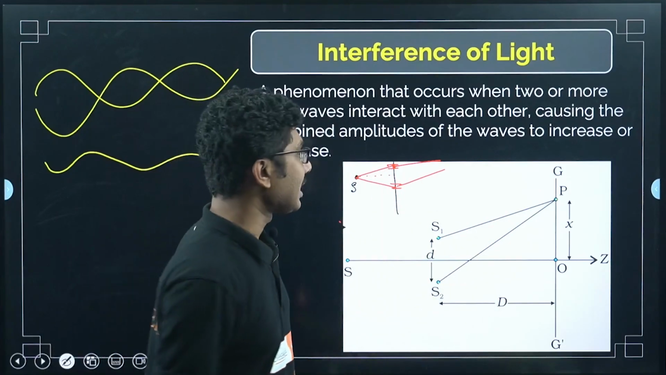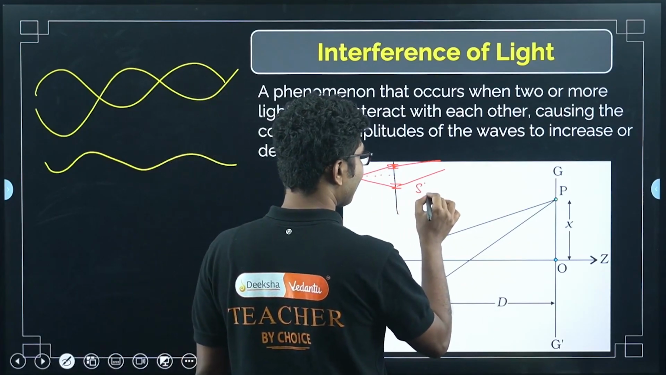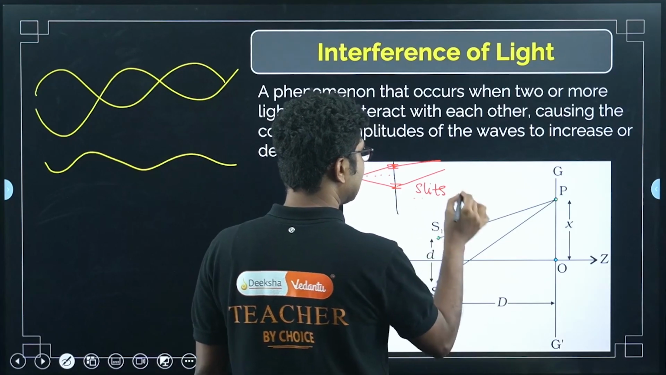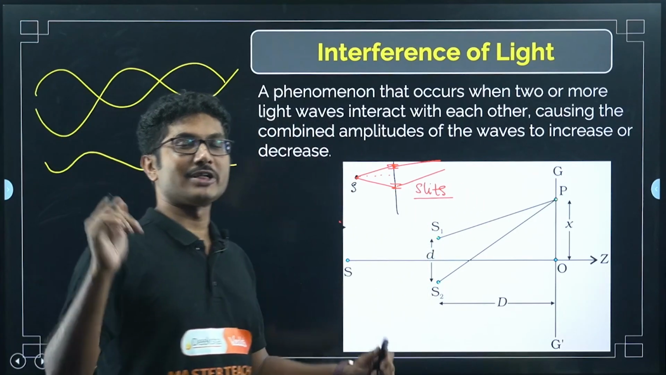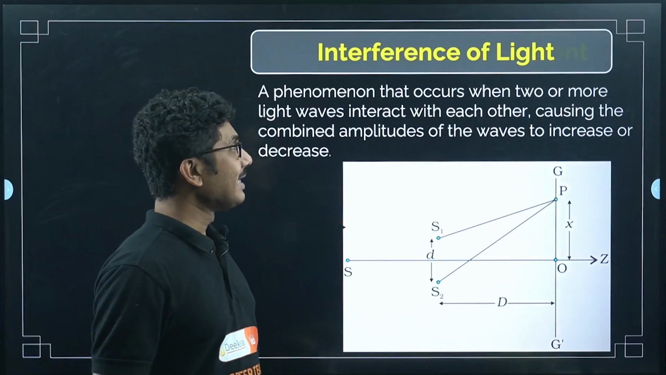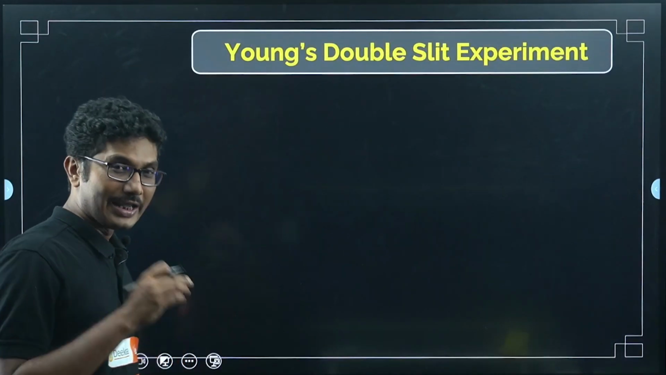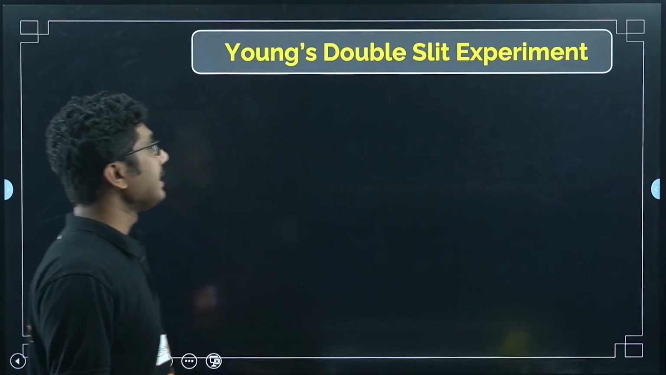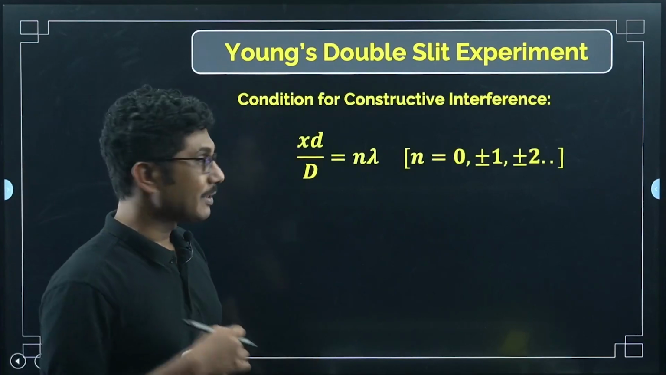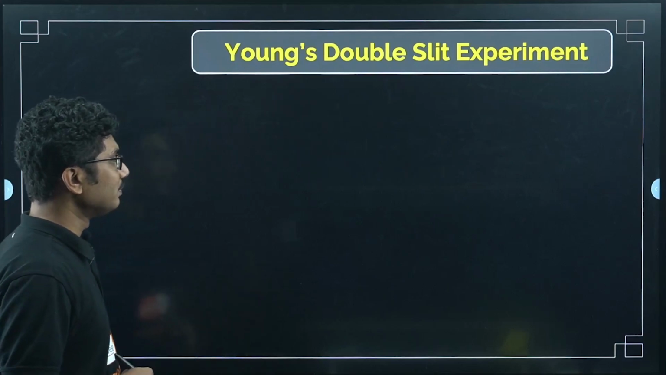These small cuts are called slits. The first person who did this experiment is called Young. Young is the name of the physicist. He did the same experiment, with the same diagram that I have shown to you.